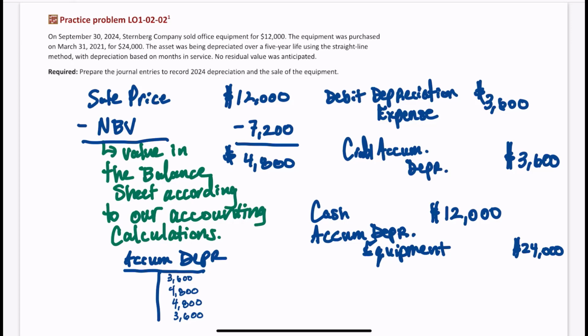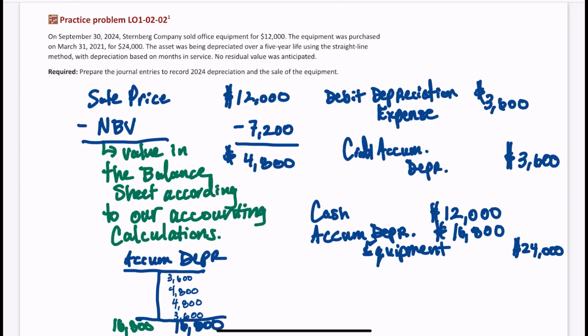So this T account, right? What we're saying is this totaled up to $16,800, and to zero this out, we need to do a debit, right? We need to make an entry on this side for $16,800 so that we cancel this account out. We want it to go to zero. So our accumulated depreciation here is going to be $16,800.